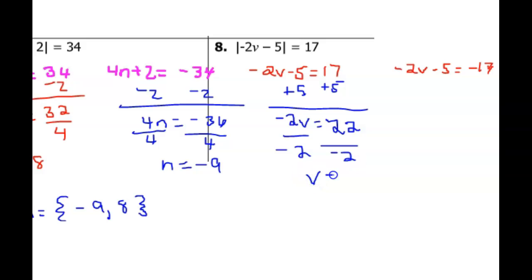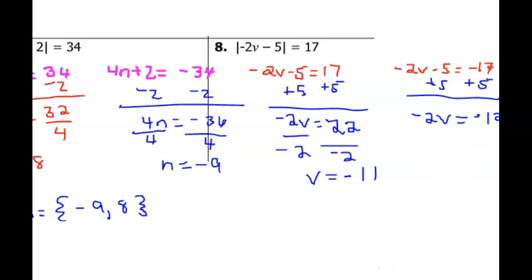And I end up with v equaling negative 11. All right. On the right side, I'm going to add 5 to both sides of the equation. Now I end up subtracting. So I end up with negative 2v equals negative 12.